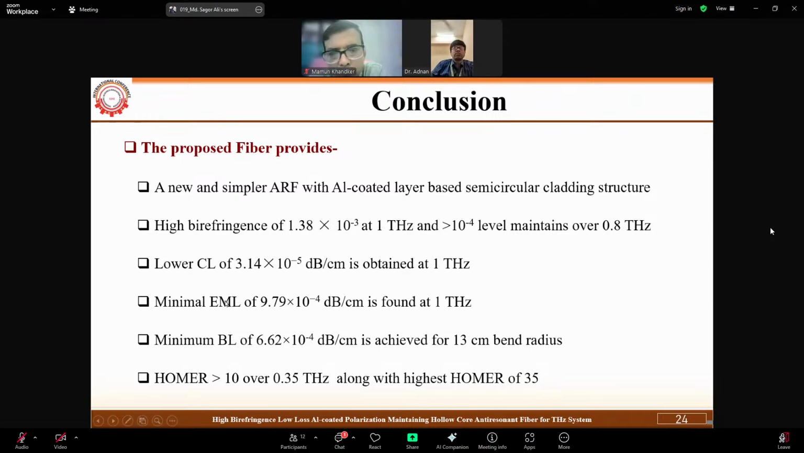Lower confinement loss of 3.14 × 10^-5 dB per centimeter is obtained at 1 terahertz. Minimal effective material loss of 9.79 × 10^-4 dB per centimeter is found at 1 terahertz. Minimum bending loss of 6.62 × 10^-4 dB per centimeter is achieved for 13 centimeter bend radius. HOMER is greater than 10 over 0.35 terahertz along with highest HOMER of 35.